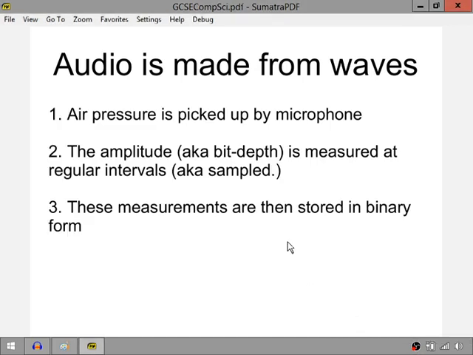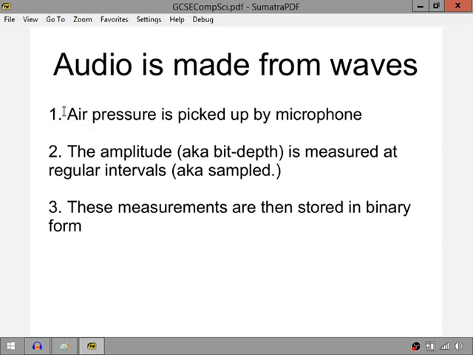Okay, so here's the first part of the theory that you might need to regurgitate in the exam. Now, just an FYI for you, this explanation of how audio is recorded on a computer isn't 100% accurate. It is correct, it's just very watered down for the purposes of this GCSE. But anyway, I'll talk you through the steps.